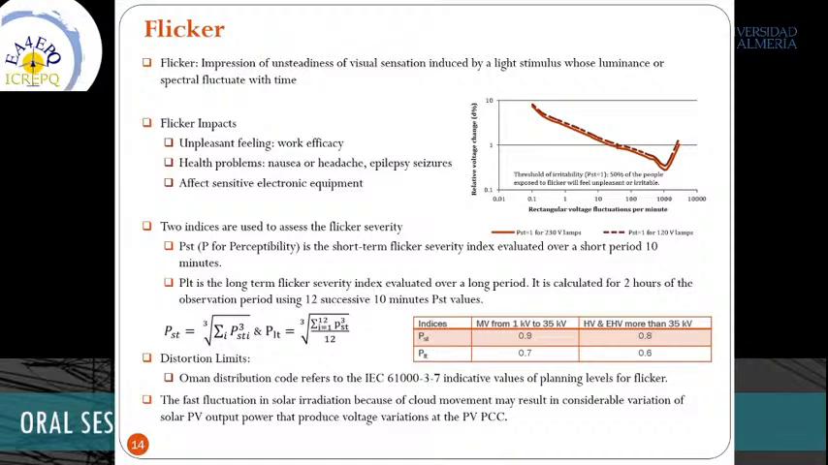Oman distribution codes refer to IEC 61000-3-7 indicative values for the planning levels of flickers, having 0.9 limit for PST and 0.7 limit for PLT. The fast fluctuation in the solar radiation because of cloud movements may result in considerable variation of the solar PV output power that produces voltage variation at the PV point of common coupling.